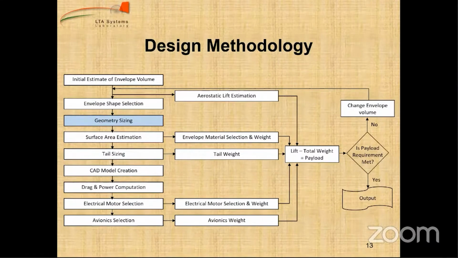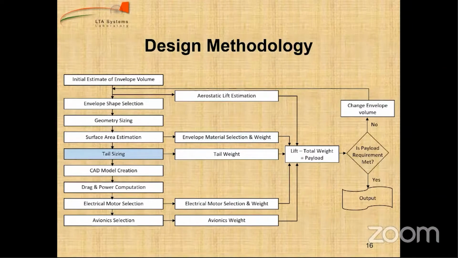After obtaining the volume and the shape, we can obtain the surface area for our vehicle, for our airship. After obtaining the surface area, we can get the envelope material, because the surface of the envelope is made from the envelope material. So by using the envelope material properties, we can get the envelope weight. So there is the first point of weight which is coming here.